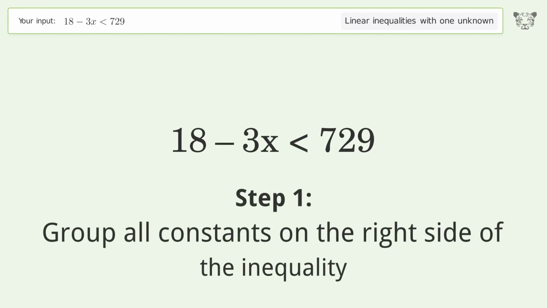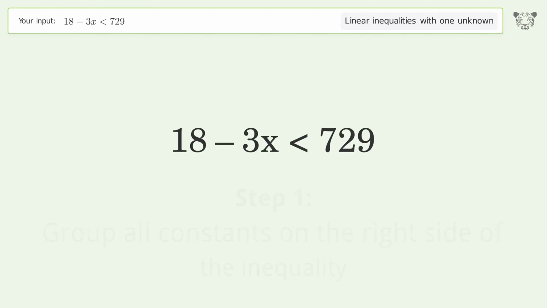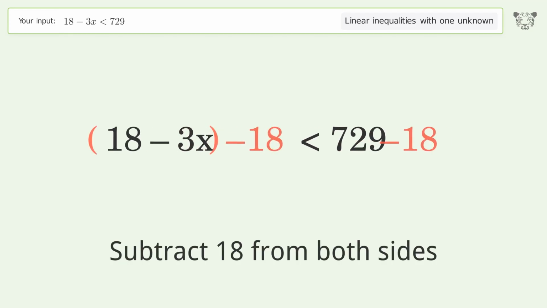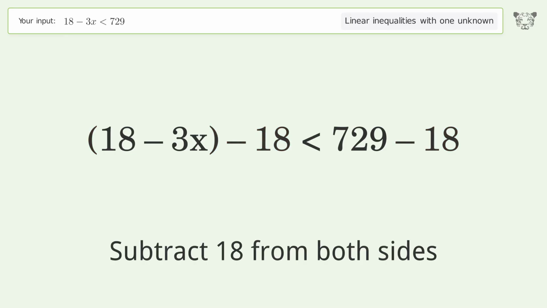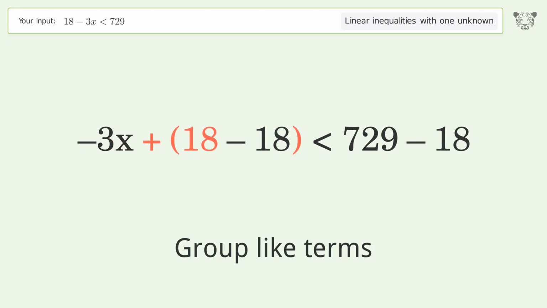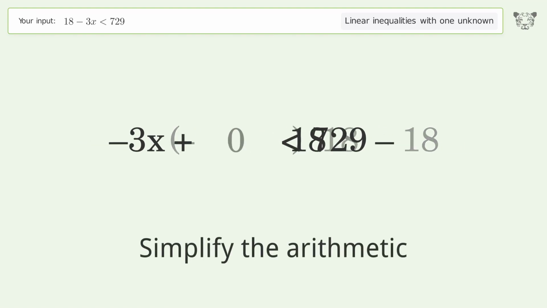Group all constants on the right side of the inequality. Subtract 18 from both sides. Group like terms. Simplify the arithmetic.